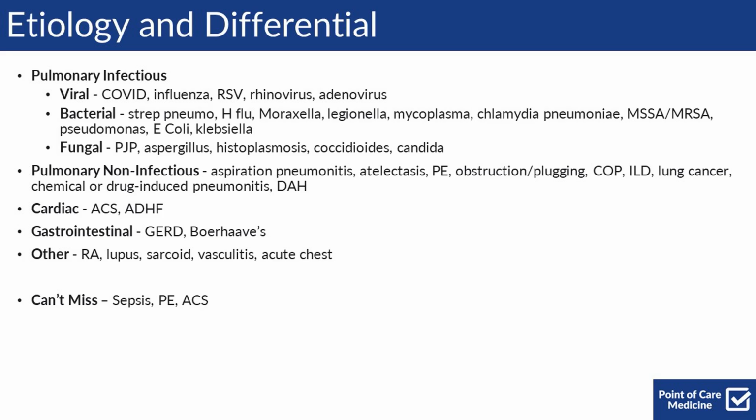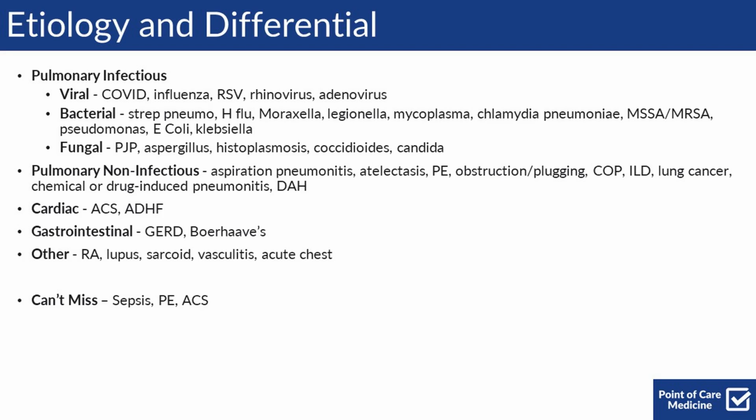For your etiology and differential, when it comes to pulmonary infections, viral is the most common. These can include common things like RSV, rhinovirus, and adenovirus, as well as influenza and COVID. Bacterial infections include strep pneumo, H. flu, Moraxella, and atypicals including Legionella, Mycoplasma, and Chlamydia. You can't miss MRSA or MSSA, Pseudomonas, and other things might be E. coli or Klebsiella. Fungal infections can include PJP, Aspergillus, Histoplasmosis, Coccidioides, and Candida, and these are usually only seen in patients who have immunosuppression.